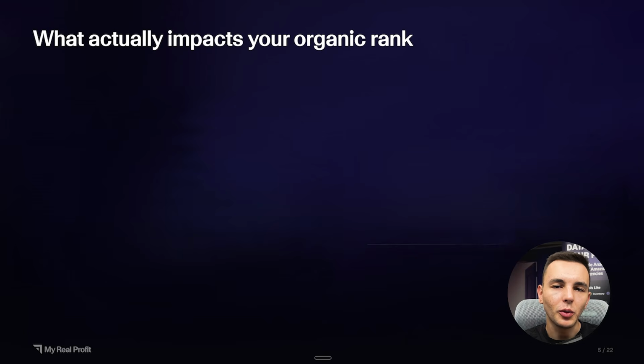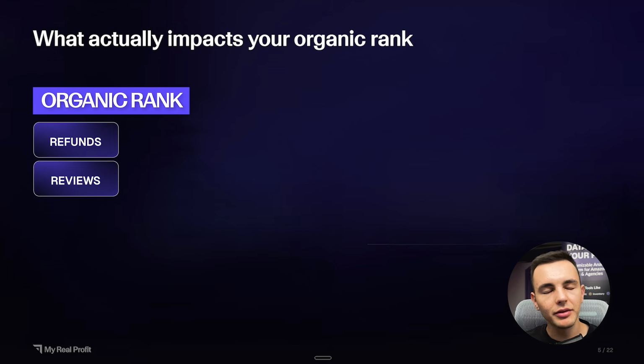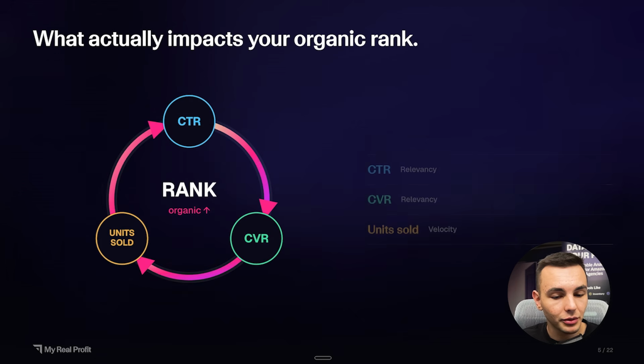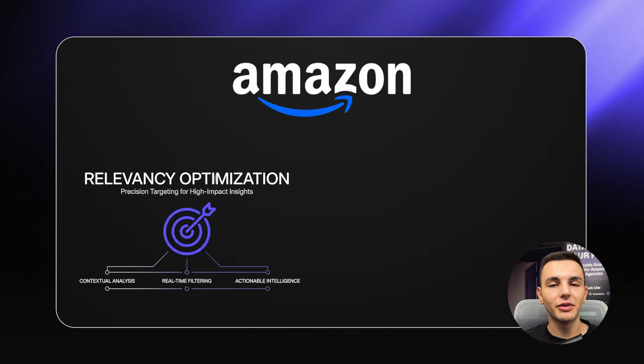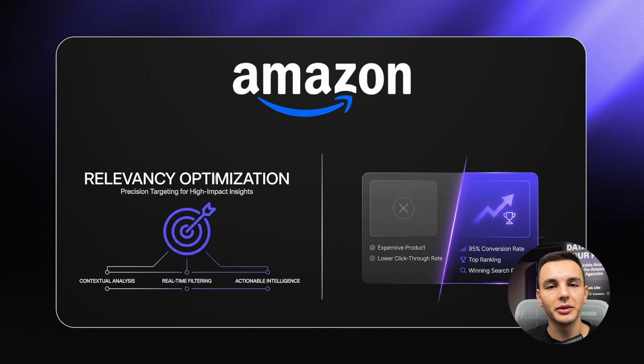Firstly, let's talk about what actually impacts your organic rank. Everyone is overcomplicating it. Someone's saying that your organic rank is impacted by refunds, by reviews, by everything. And that's true. But if we want to narrow it down to just 3 metrics, it's going to be click-through rate, conversion rate, and units sold. Amazon is interested in relevancy. If your product is highly relevant and if your product is being sold, you will get better organic ranking.